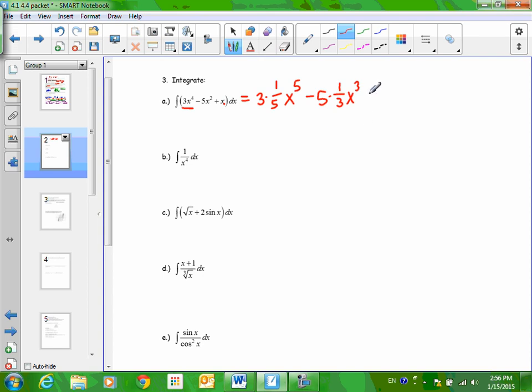Okay. Last thing, plus. Leave a space, write your x. What's the new power? 2. So what should go here? 1/2. And then plus c.